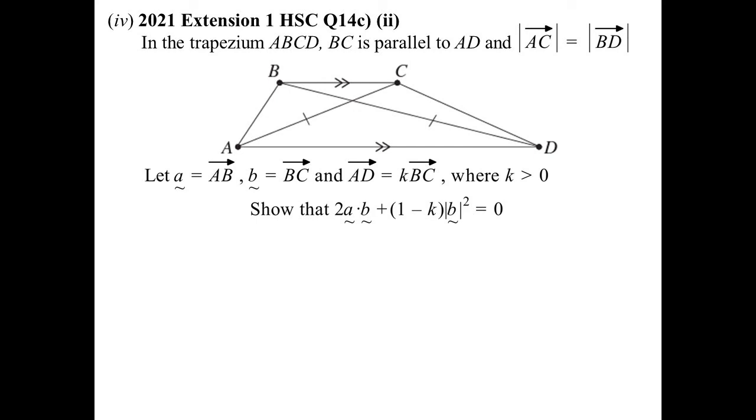They've forced our hand by telling us to let AB be A, BC be B, but AD is going to be some scalar multiple of BC. Well, that makes sense because they're parallel, they're going in the same direction, but their lengths are different, so one will be a multiple of the other. They want us to show this expression: 2 times A dot B plus (1 minus K) times the magnitude of B squared is equal to 0.